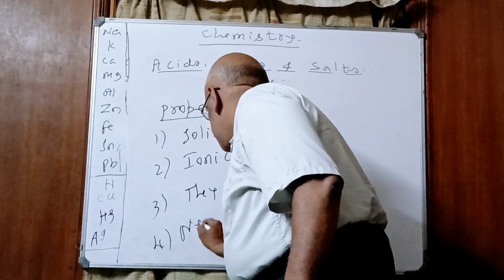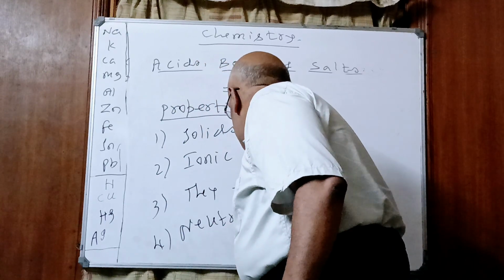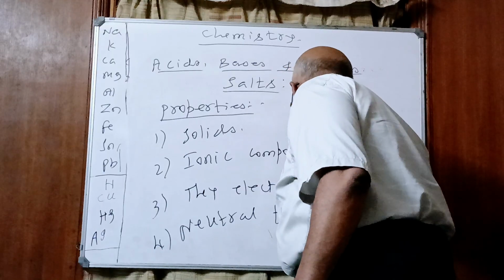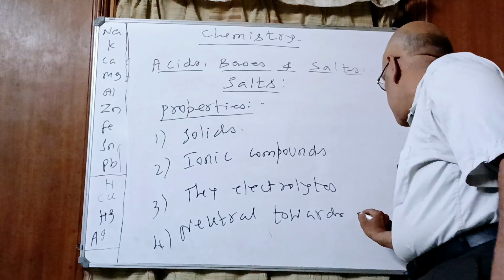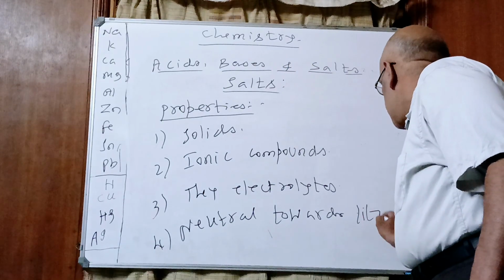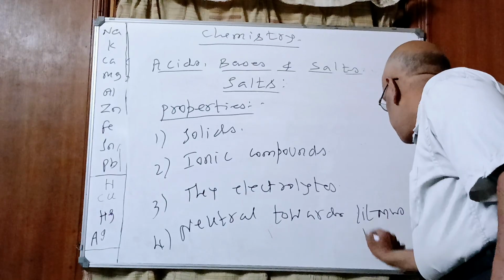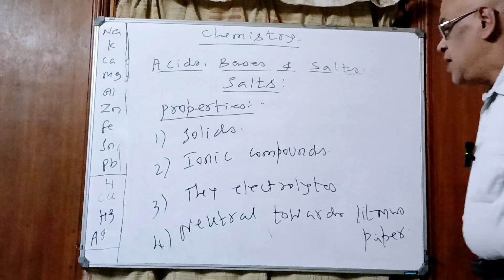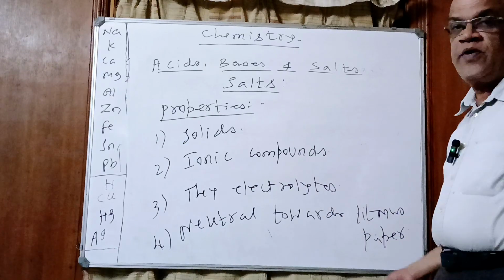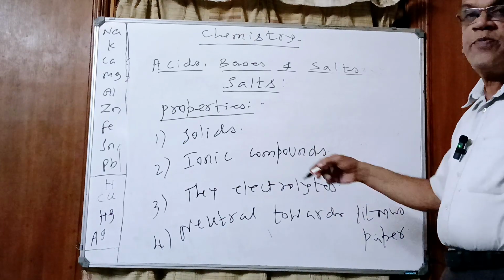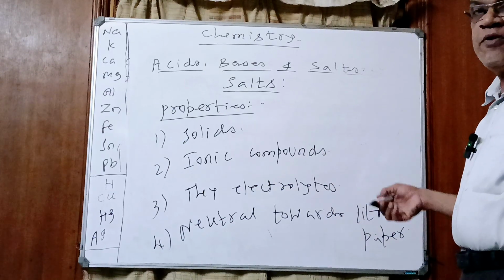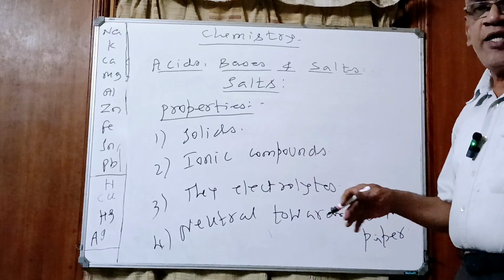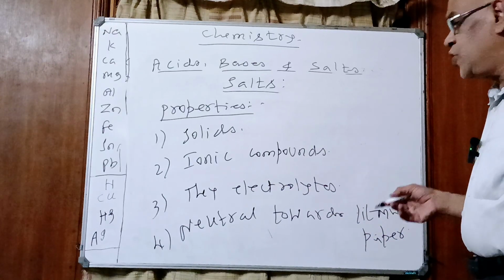And they are neutral. They are neutral towards litmus paper. Why? Acid turns blue litmus paper red, base turns red litmus paper blue. These being neutral, they neither turn red litmus to blue nor blue litmus to red.